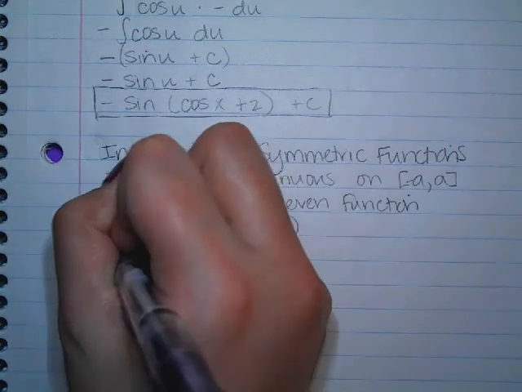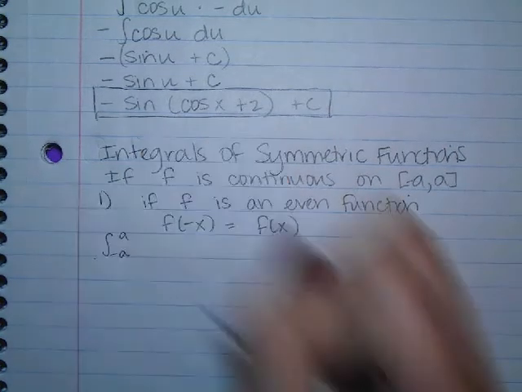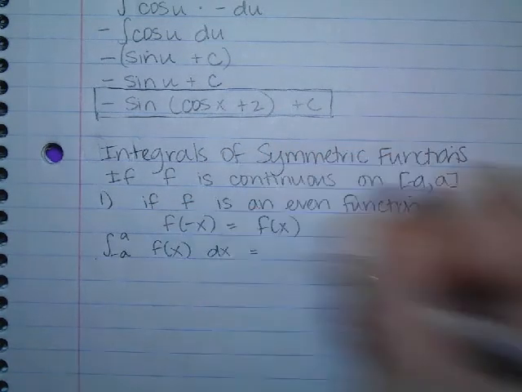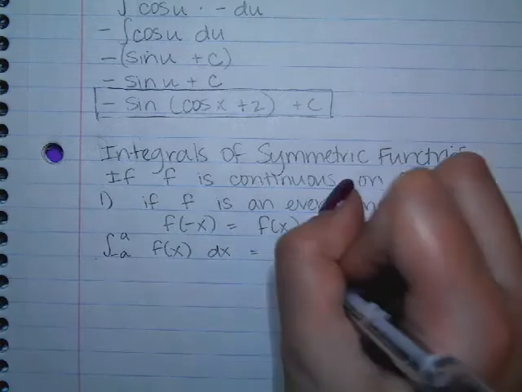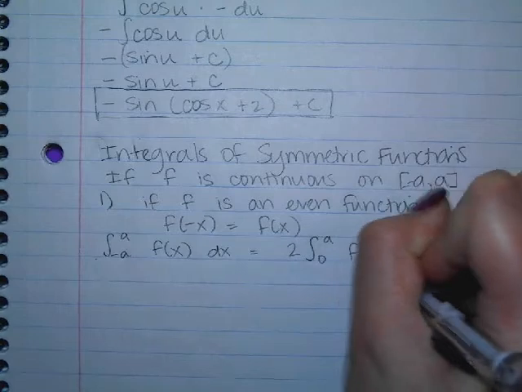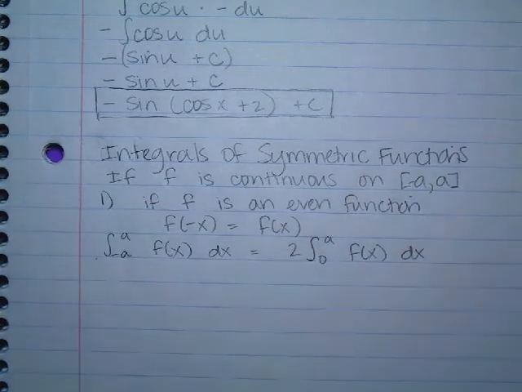So if we have the integral from -a to a of f of x, if f of x is an even function, then you say it's double the integral from 0 to a. It's just a nice little shortcut.